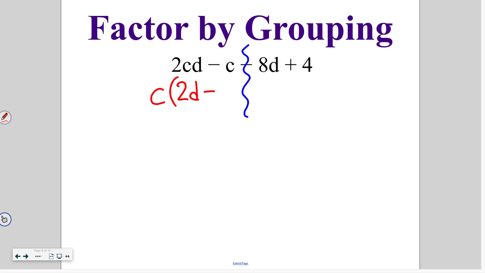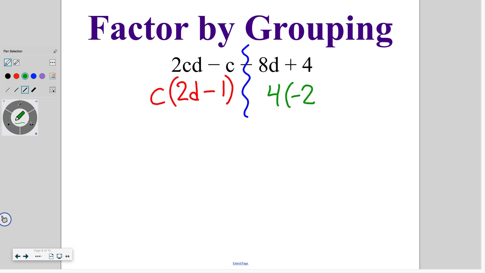Then I'm going to subtract. I had the C. I took it to the outside. So when you have something and there is nothing left over, we're going to put the 1 there as the placeholder. So that 1 is a placeholder if you've taken everything else out. Now, we're looking at negative 8 and 4. So I'm going to pull out a 4, and I'm going to have negative 2D.